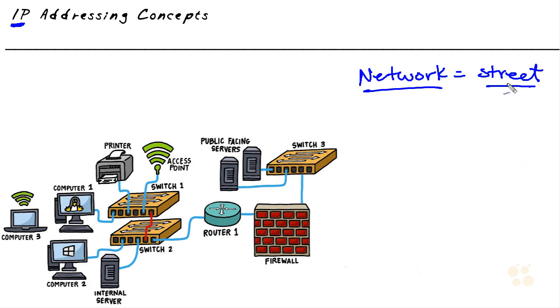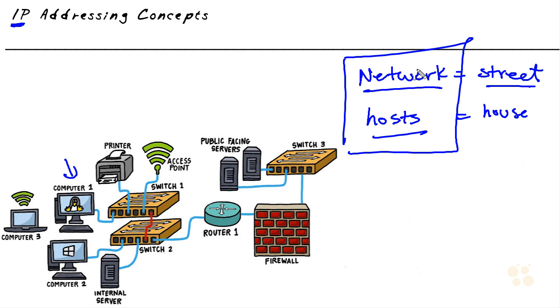And then on each street, we have individual houses. And in computer terms, we refer to those as hosts. Now, a host could be a computer, it could be a printer, it could be some other device that has an IP address. But the two main components in an IP address are the network information, like the street name, and the host information, which is like a house number.